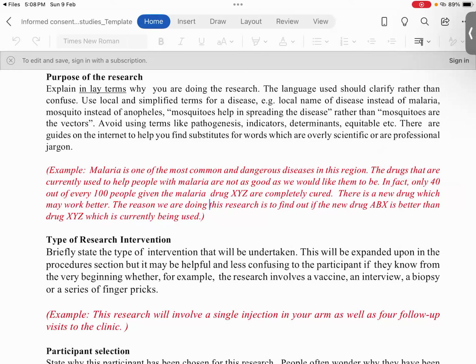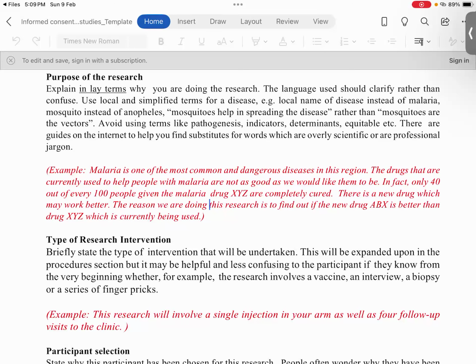So, normally, how we talk is 40% of the people, or we talk in a stat value 0.5%, 0.10%. But that's not how you present the data in an informed consent. You say that 40 out of 100, so that the person can understand. That's known as a simplification of the language.